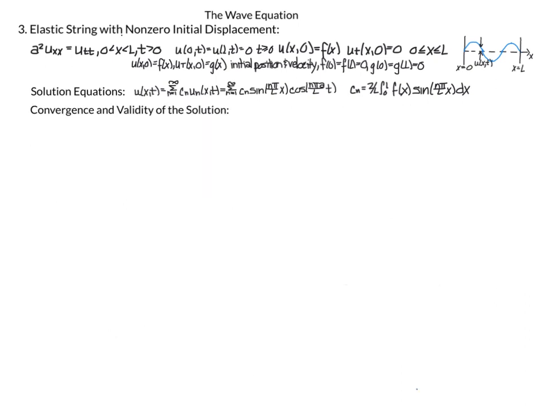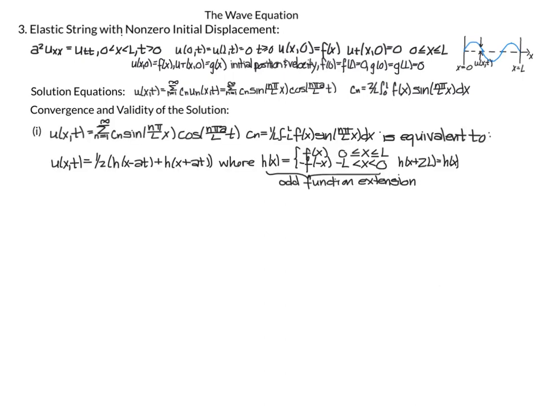So here I've rewritten our solution to the equation, and again we're going to look at convergence and validity of the solution. To look at when these second order partial derivatives, u_xx and u_tt, are valid, we're going to look at another form of this equation. We're going to rewrite u of x,t as 1/2 [h of x minus at plus h of x plus at], where h now is going to be f of x for x between 0 and L, and minus f of minus x for x between minus L and L.